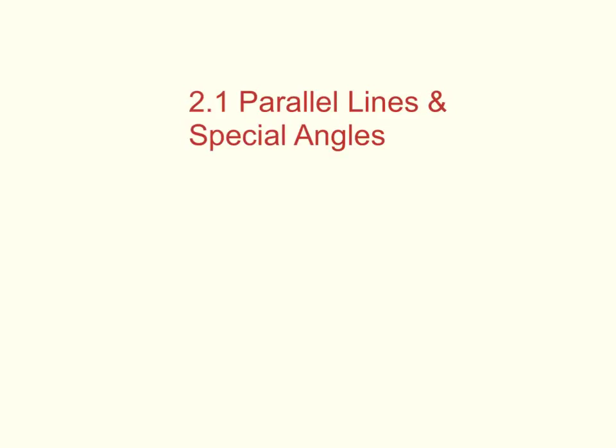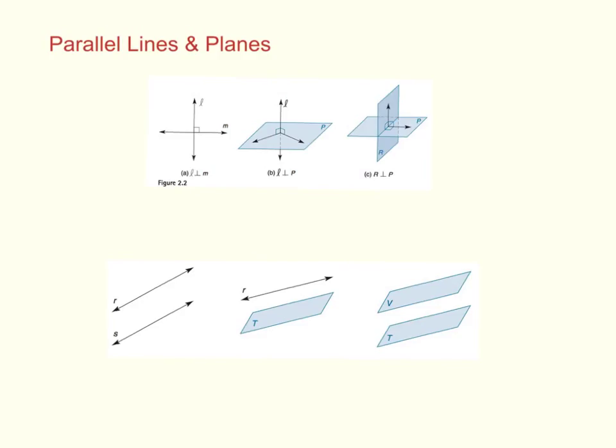Okay, so today we're going to talk about section 2.1, which is about parallel lines and special angles. All right, so we see here we actually have some perpendicular lines, perpendicular planes, and parallel lines. As you can see in this first one on the left, you have this line being perpendicular to this one. You also have this one here that has a plane that is perpendicular to this line L.